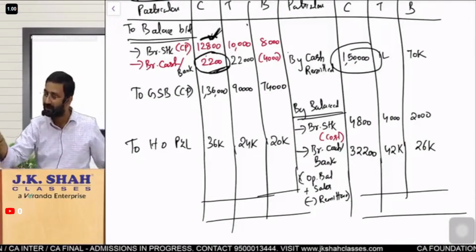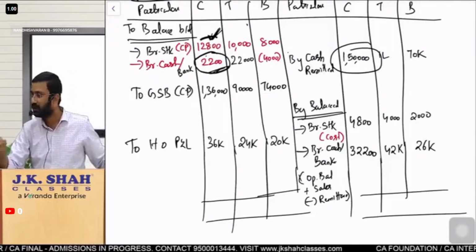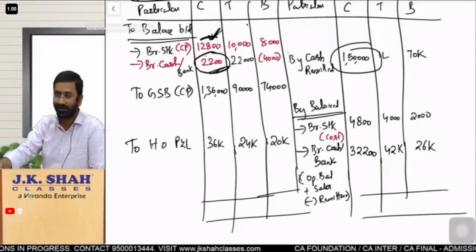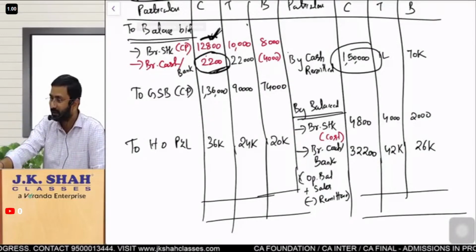How can bad debt be more than debtors? How can it become negative? So you sell 1 lakh, 2 lakh becomes bad debt. No. Debtors is negative means bad debt.